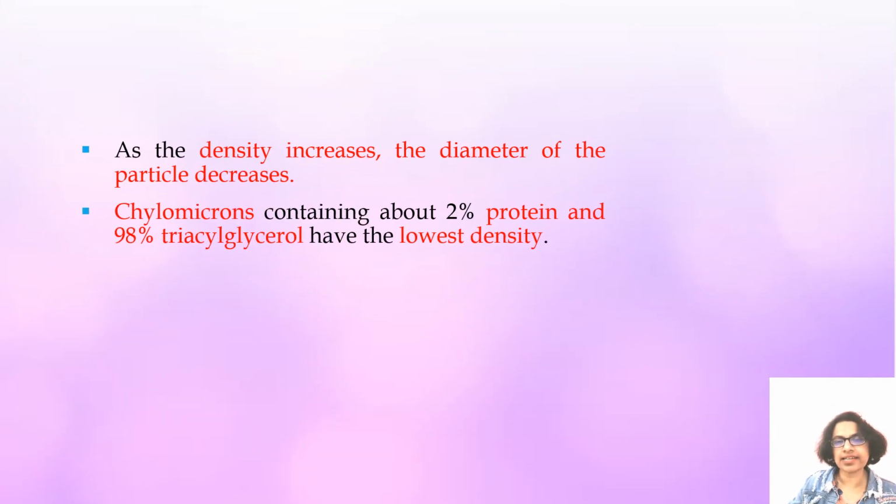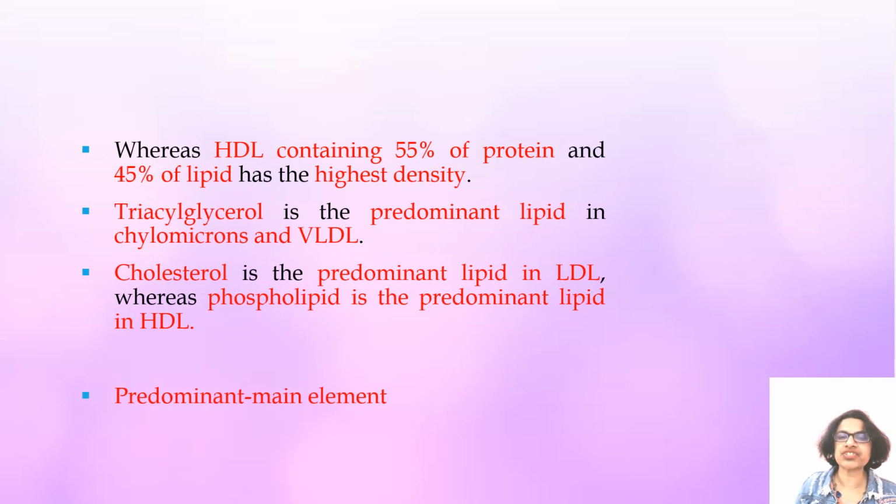As the density increases, the diameter of the particle decreases. So chylomicron, containing about 2% protein and 98% triacylglycerol, has the lowest density, whereas HDL, containing 55% protein and 45% lipids, has the highest density. Triacylglycerol is the predominant lipid in chylomicron and VLDL. Cholesterol is the predominant lipid in LDL, whereas phospholipid is the predominant lipid in HDL.